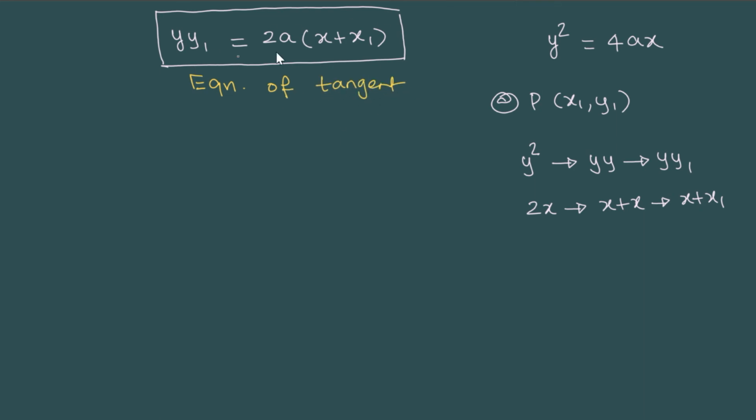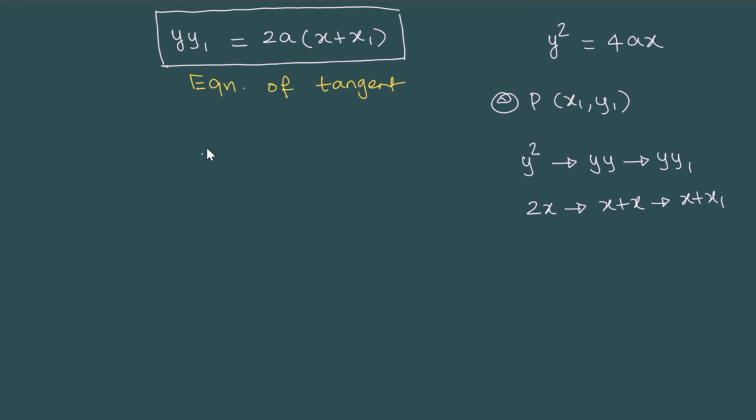Okay, so y y1 and then you have 4ax. So out of that you are writing 2a and the 2x you have x plus x, but you are replacing one of the x's with x1. Okay, now this is one form of the equation of the tangent. Now this can be written in terms of the slope of the tangent. So how can we do that?